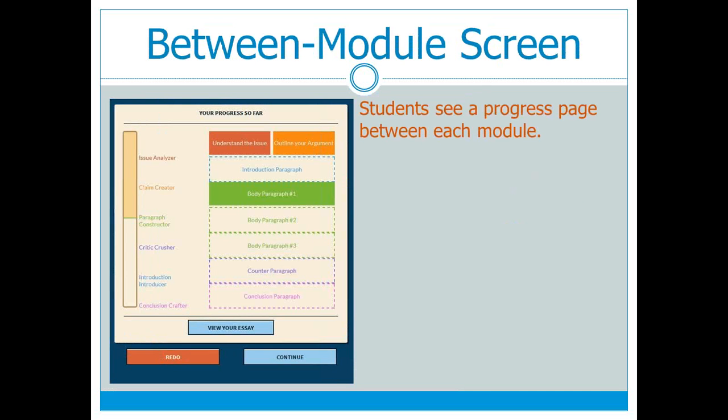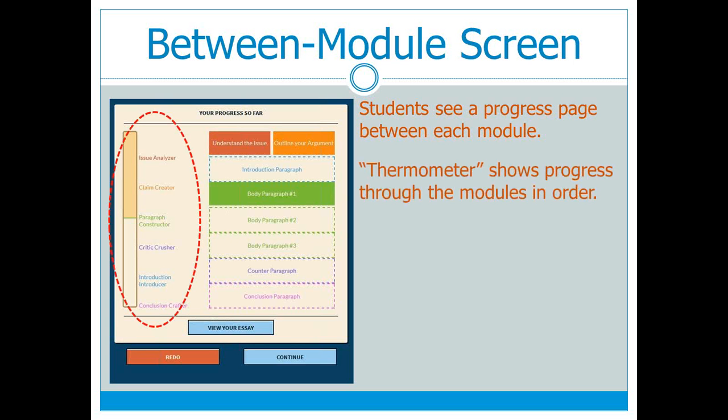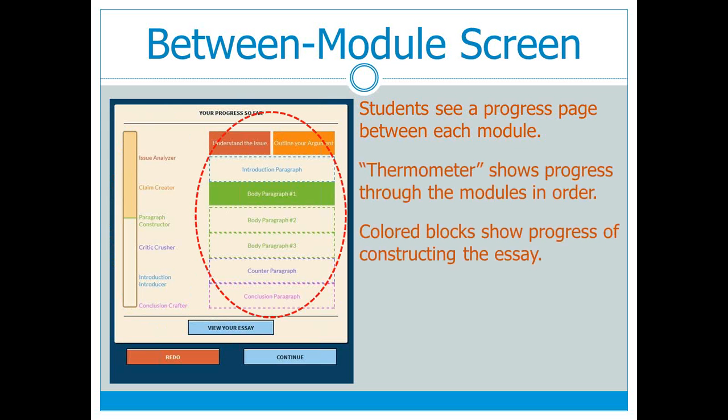Here's another look at that between-module screen, which is the progress page students see after each module. There's that thermometer on the left that shows the modules in the order they are in Drafting Board. You've got the color blocks on the right, and they fill in the order that they complete them. So the students will see that they're actually doing the body before they write the introduction, for example.